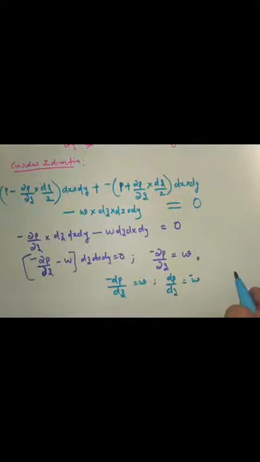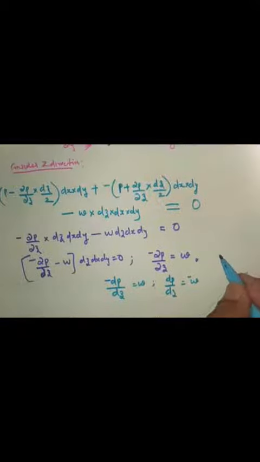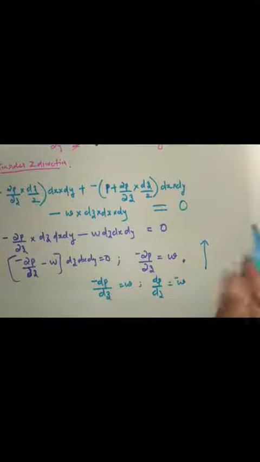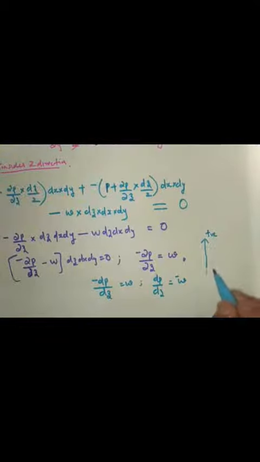So minus indicates that we have taken this as the positive direction. So the positive direction, and when we go from bottom to top, there is a decrease in the pressure that is shown by this minus sign.